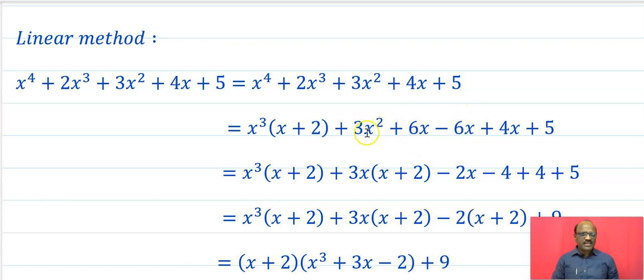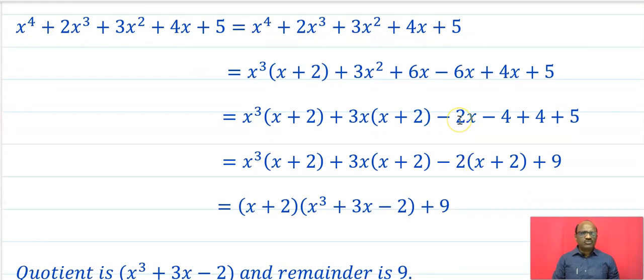If I take 3x as common, then in the bracket you will get x plus 2. What about the next? Here is minus 6x plus 4x, that makes minus 2x. Now from this minus 2x, if I take minus 2 as common, then what term should be here so that in the bracket I will get x plus 2? Take x minus 2 as common, then in the bracket you will get x plus 2. For that I had adjusted here minus 4 and plus 4. If I take minus 2 as common, then in the bracket you will get x plus 2.